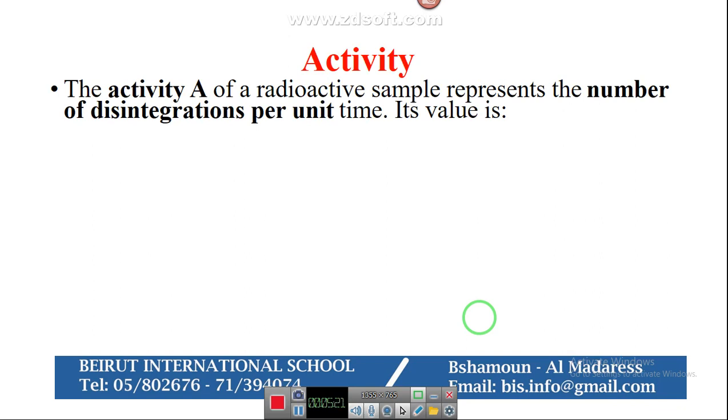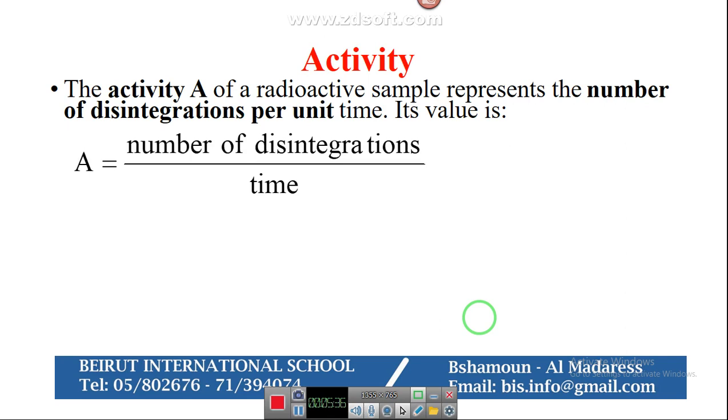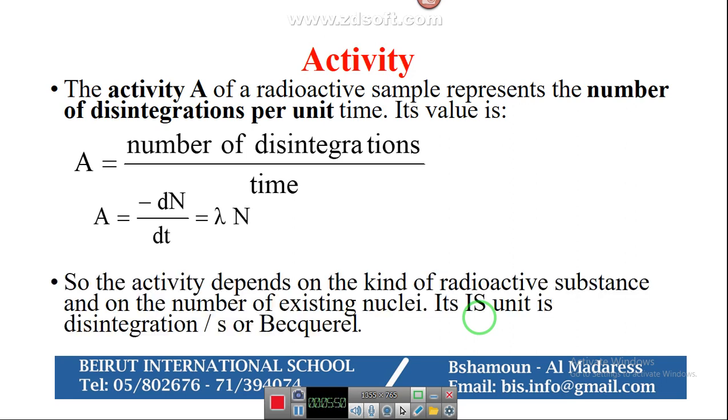Activity. This definition must be memorized; we must know it. The activity of a radioactive sample represents the number of disintegrations or decays per unit time. Activity equal number of disintegrations over time, or we can say that the activity equal lambda times N, where A is the activity, its unit is the curie or becquerel, lambda is the decay constant, and N is the number of nuclei.